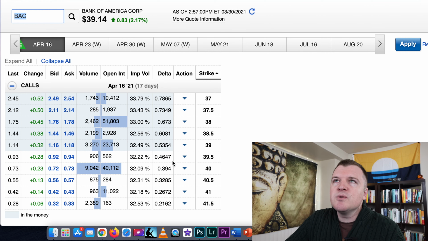But another useful use for delta is it gives you a rough probability of this contract expiring in the money. So this 0.46 for the strike price of 39.5 is giving you roughly a 46% chance that this contract will expire in the money. When we look at the strike price of 37, it's giving it a 78% chance of expiring in the money. And once again, this is in 17 days.